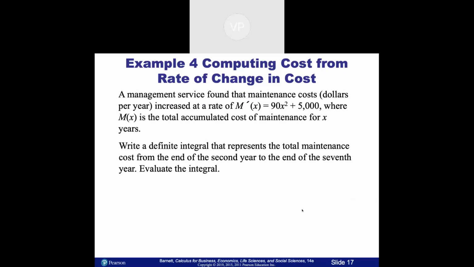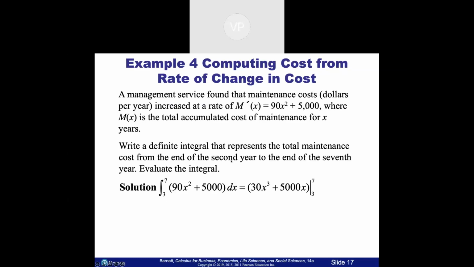And it kind of works backwards here where they tell you have maintenance costs and it's increase at a rate of m prime x. So they've given you the rate of increase. Okay? So they want a definite integral that represents a total maintenance cost from the end of the 2nd year to the end of the 7th year. So essentially, we're taking this function, we're integrating from 3 to 7. Now, why did they say 3 to 7?